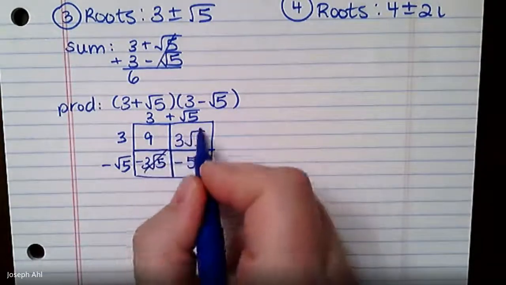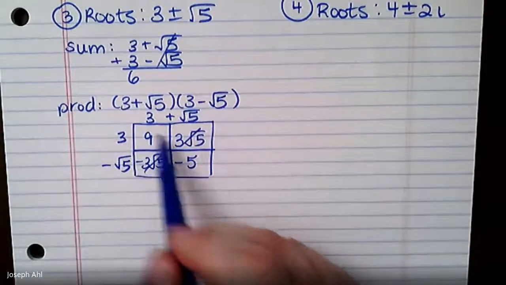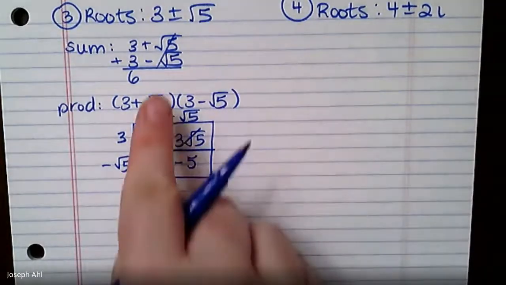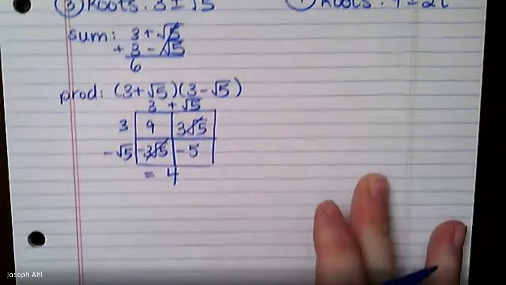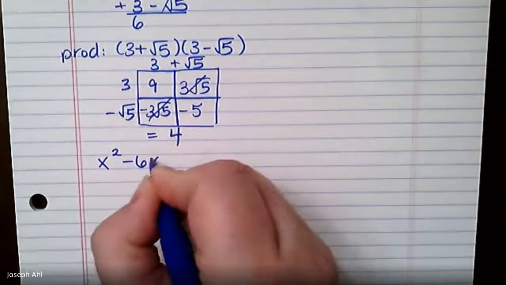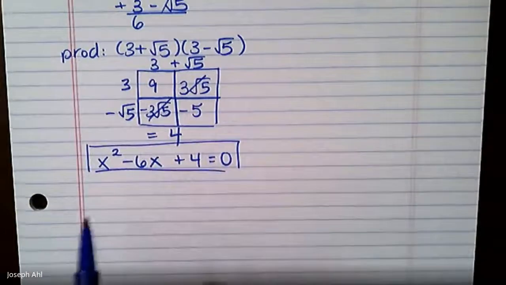So notice how, because they're conjugate pairs, these terms cancel out, and we're left with 9 minus 5 for a total product of 4. So if we have a sum of 6 and we have a product of 4, the equation would be x squared, change the sum, minus 6x, plus 4 is equal to 0. Okay.